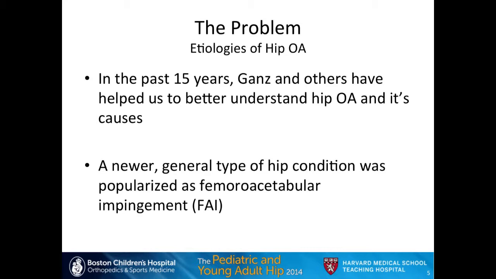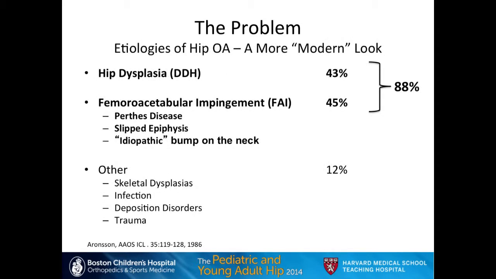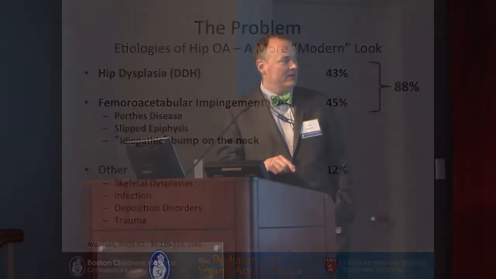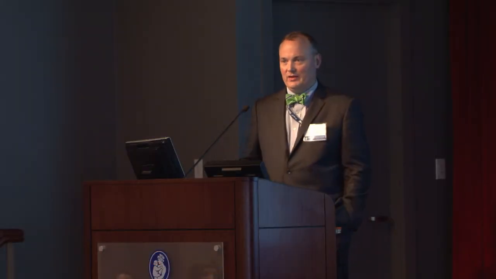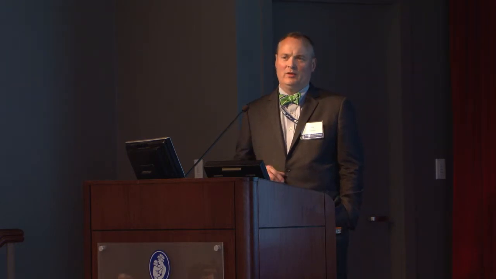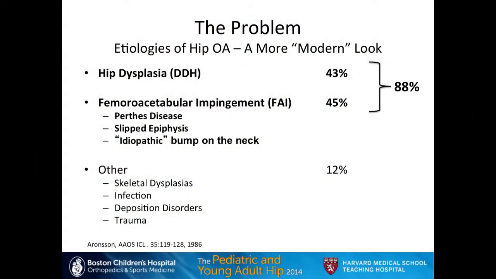And then in the last 15 years, Professor Ganz and others have really helped us better understand how hip OA originates and what its causes are, and therefore generated this newer type of hip condition popularized as femoral acetabular impingement. So with that, you can reorganize our thinking a little and get a more modern look, where we come up with two main categories, DDH and FAI. For the sake of time I'm going to focus primarily on these two, leaving those other guys off, but I think it'll become clear how those can generate hip OA later on as well.